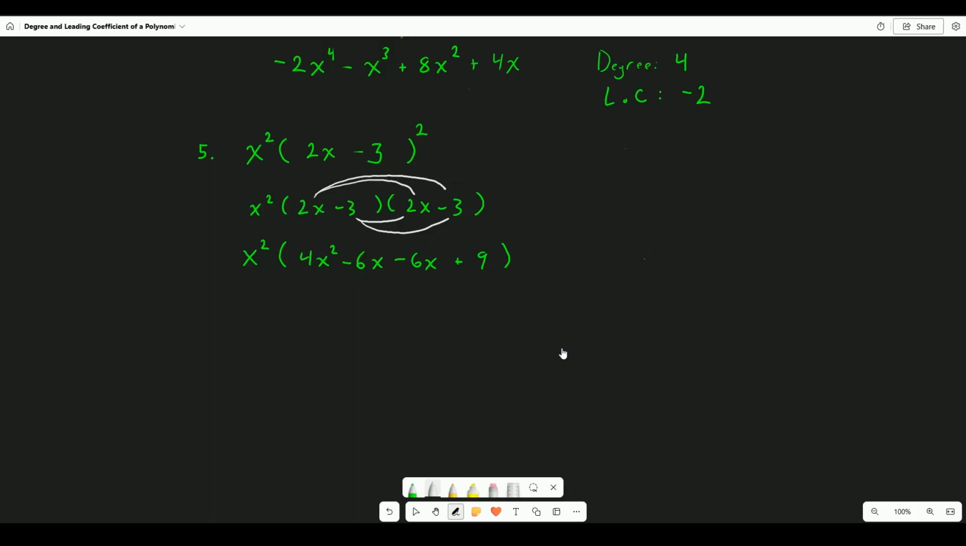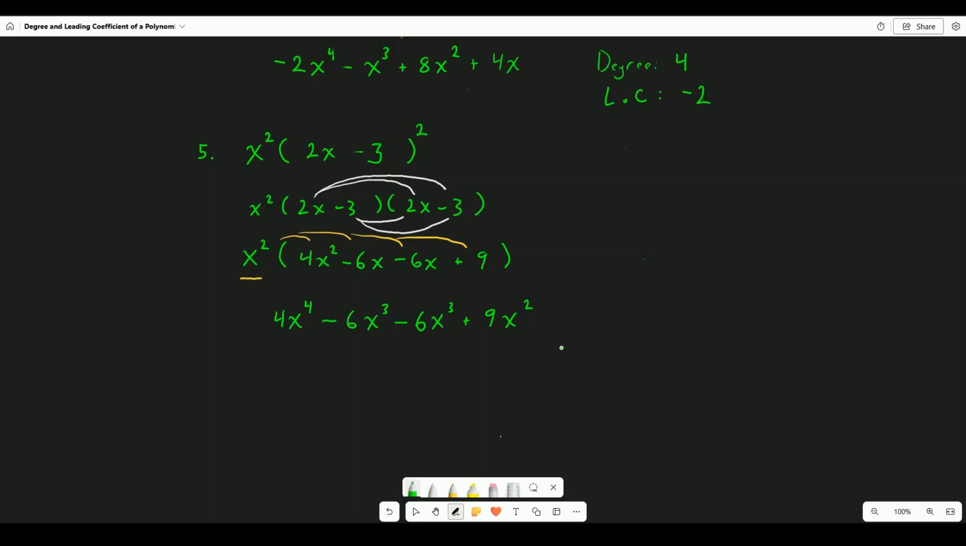Now, I have to distribute the x squared into everything, all right? So multiply it into everything. The first one is going to be x squared times 4x squared. That's 4x to the fourth. Next, we have minus 6x. X squared times x is x to the third power. Minus 6x cubed. Again, we get another minus 6x cubed. And the last one will be plus 9x squared.